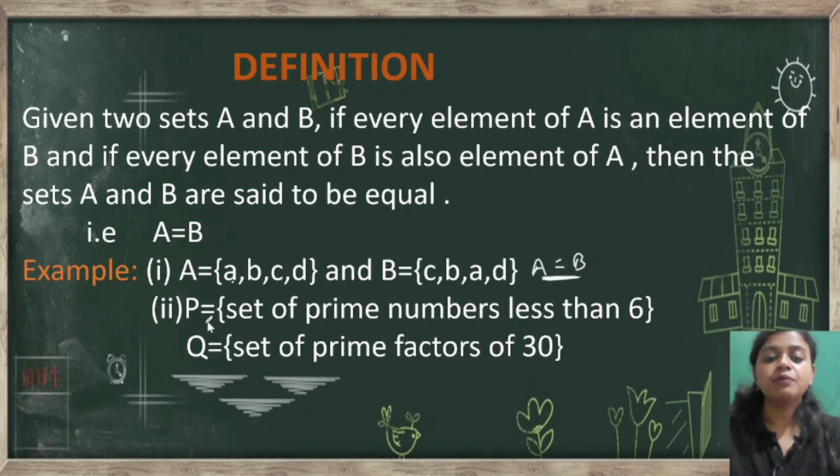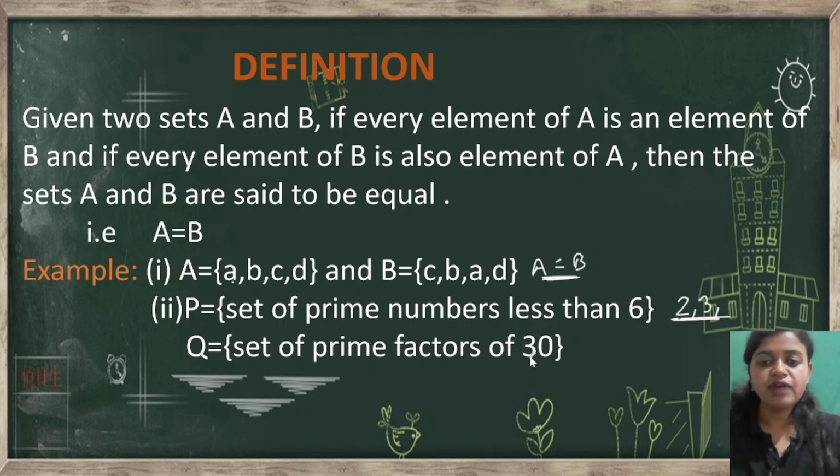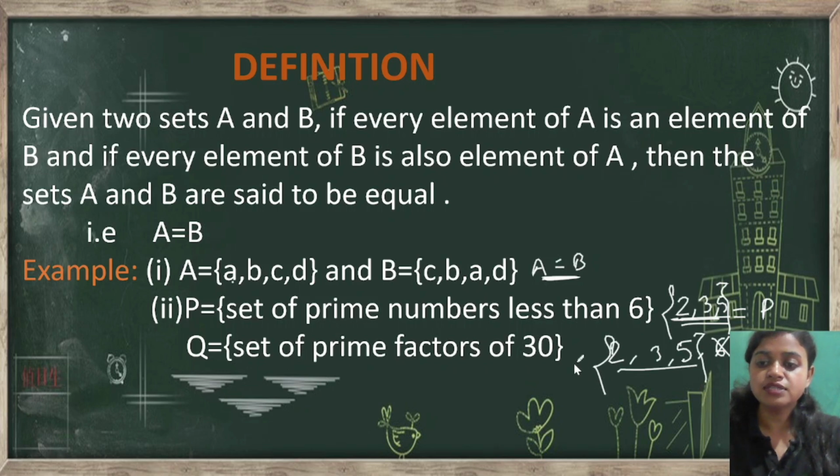And the next example: P equals the set of prime numbers less than 6. So the set of prime numbers less than 6 means what? 2, 3, 5. And Q is the set of prime factors of 30. 2 is a factor of 30, 3 also, 5 also, 6 also, but 6 is not a prime number. So the elements are 2, 3, 5. So 2, 3, 5 are the elements of set P, and 2, 3, 5 are also elements of set Q. So P and Q are equal to each other.